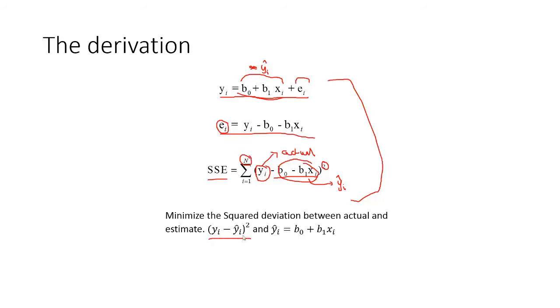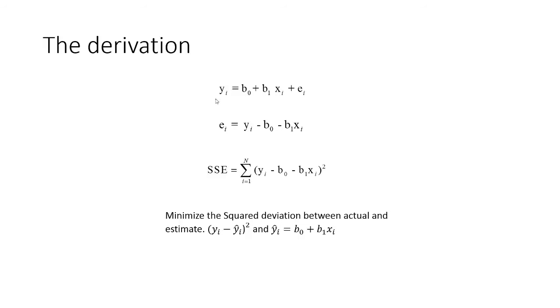You can also think of it with this definition, which is, I started by saying I want to minimize actual minus estimate squared, and we know that the estimate, yi hat, is beta naught plus beta 1 xi. See, notice the difference, right? Yi is beta naught plus beta 1 xi plus the error term, whereas yi hat, which is the estimate of yi, is just beta naught plus beta 1 xi. This basically defines the actual, and this defines the estimate.